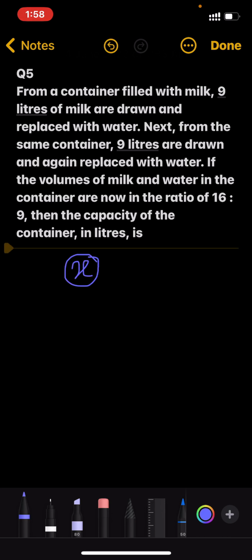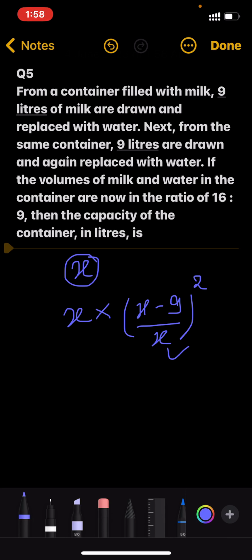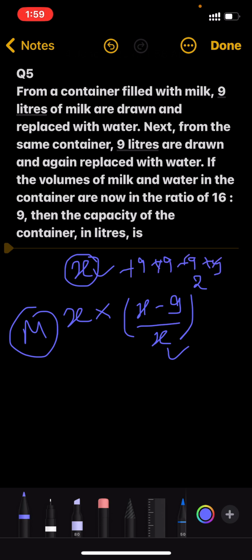x. Okay, so after the first process, milk left will be how much? x into, since 9 liters are drawn, so this will be x minus 9 upon x. Again this process is done, so this will multiply one more time, so this will be x into x minus 9 upon x whole square. And given that the ratio of milk in the container is 16:9, milk to water. Okay, so basically this is the milk. The capacity was x, 9 was removed, then 9 was added again, then 9 removed again, and 9 added again. So basically these all get cancelled and the capacity is x only.